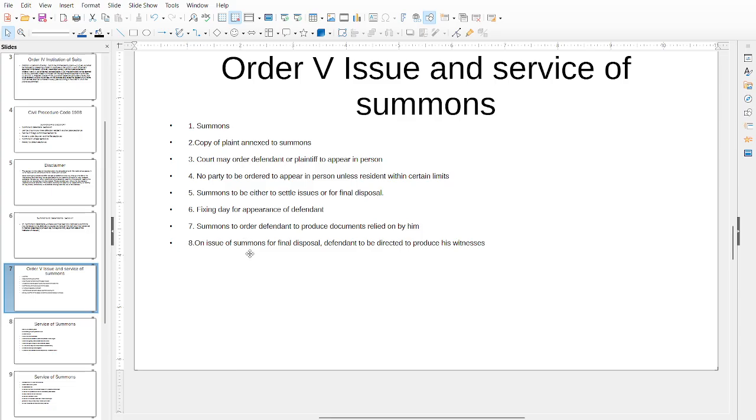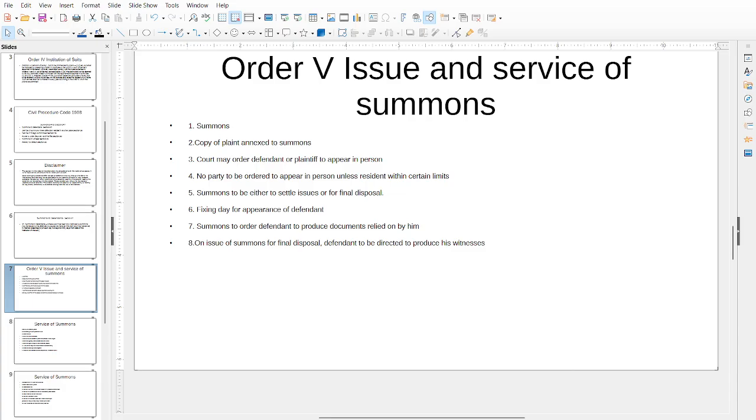Coming to Order 5 Rule 7, summons to order defendant to produce documents relied on by him. Here, summons will be issued, and if there are documents in the possession of the defendant, the court will ask the defendant to produce those documents, because they will support his case. It will help the defendant to give his side of the story along with the documents, so they can support him in the case.